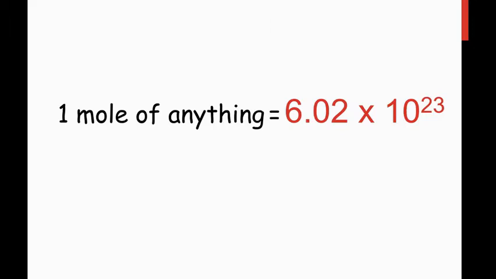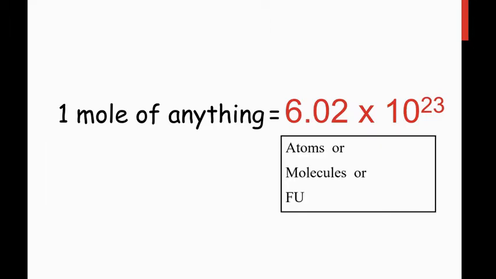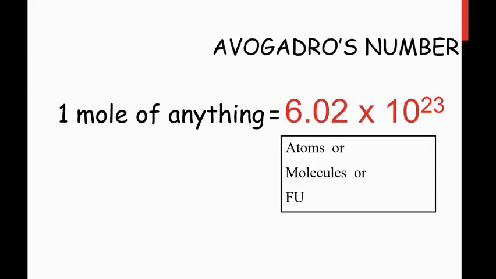So 1 mole of anything is 6.02 times 10 to the 23rd. 1 mole of atoms is 6.02 times 10 to the 23rd atoms. 1 mole of molecules, 6.02 times 10 to the 23rd molecules. 1 mole of formula units, 6.02 times 10 to the 23rd formula units.